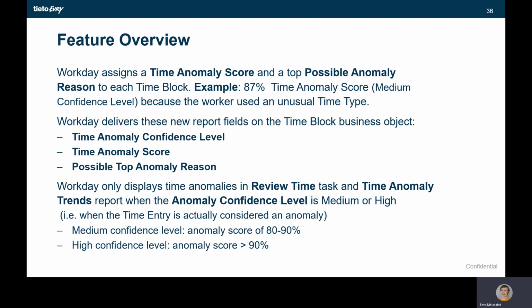The time anomalies will pop up in the review time task and the time anomaly trends report, but only when the score given by Workday is at a medium or high level. So basically the time anomaly score has to be over 80% in order for it to show up and then alert the manager.